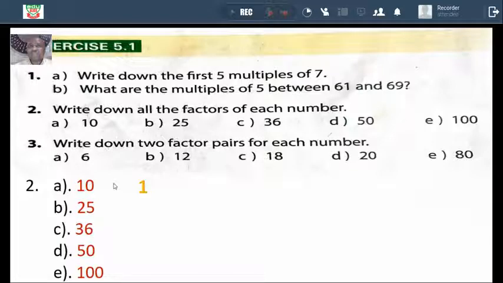Now we also are aware that when we divide 10 by 1, we got 10. So that also means 10 is a factor of 10. Of course, you can check that by dividing 10 by 10, we get exactly 1, which means 10 is another factor.